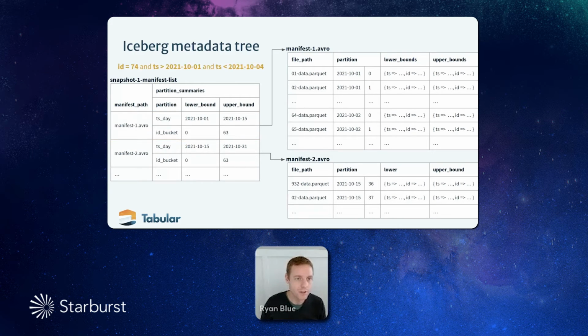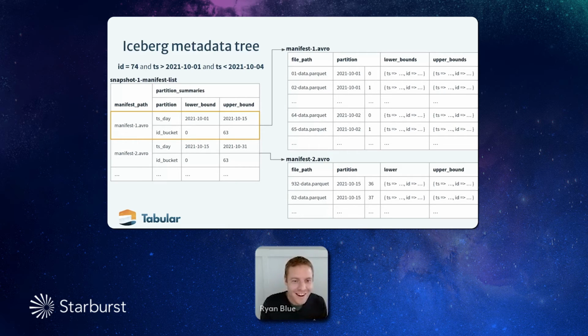So given our filter, ID equals 74 and timestamp between, looks like October 1st and October 4th, we can go and take a look and see that only manifest 1 matches, because the lower bound of timestamps is October 1st through October 15th, and we know that that matches our query range. The manifest 2 partition summaries show that it's October 15th through October 31st, which I should have updated to October 21st because 31st is in the future.